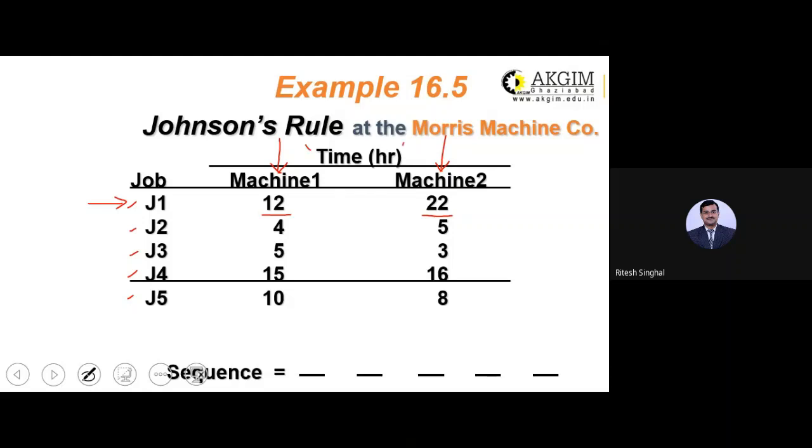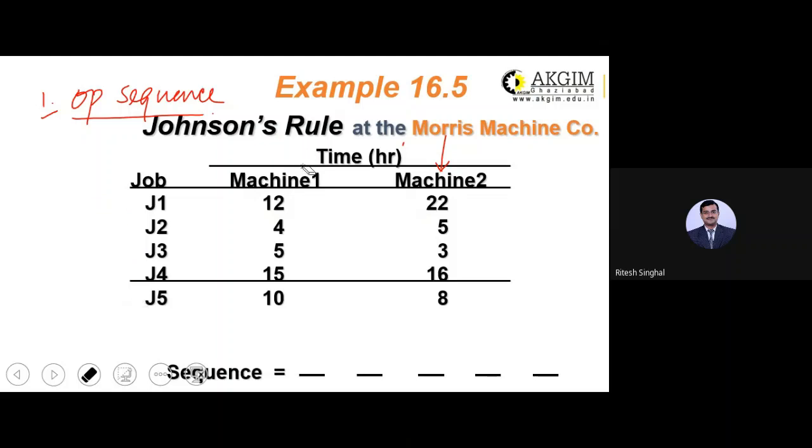Now the first step is to find out the optimal sequence of jobs. Whether we are going to complete these jobs in the same order, J1, J2, J3, J5, or there is some other order. So let's use Johnson's algorithm here and see how things are going to be completed.